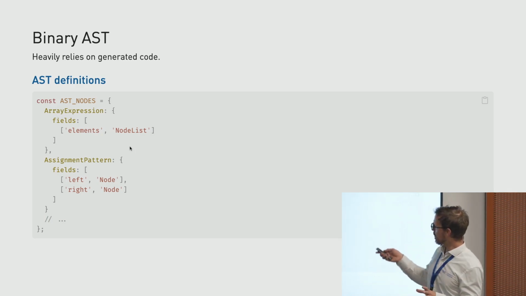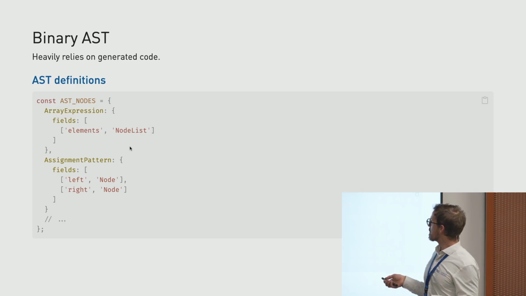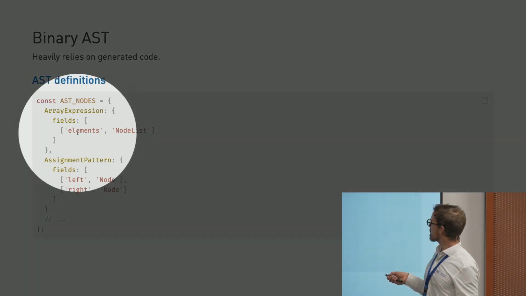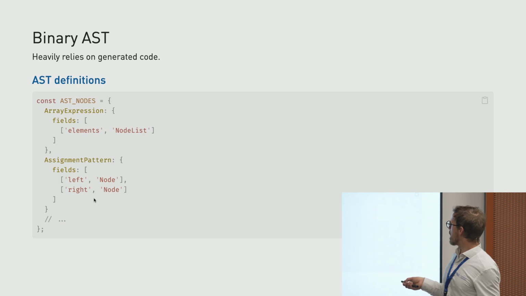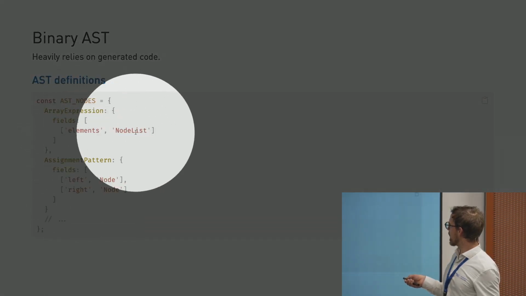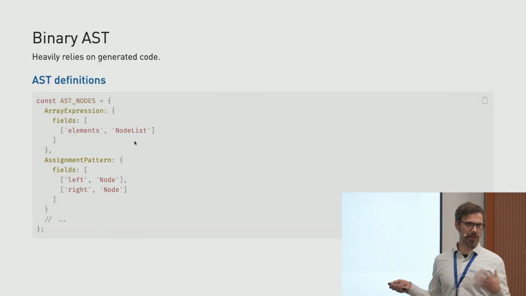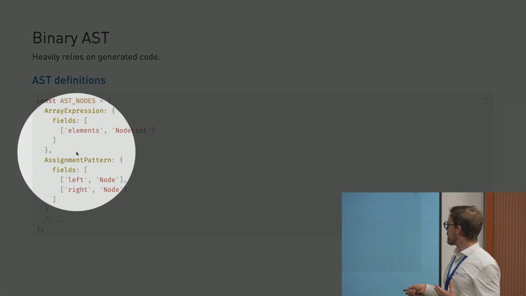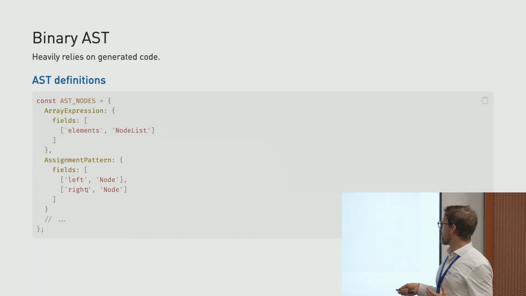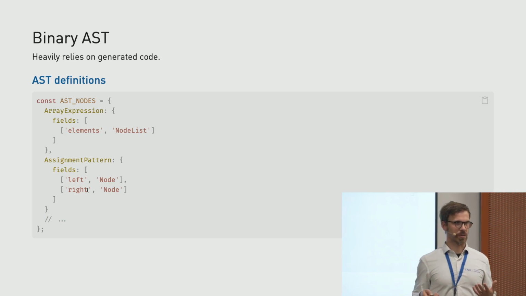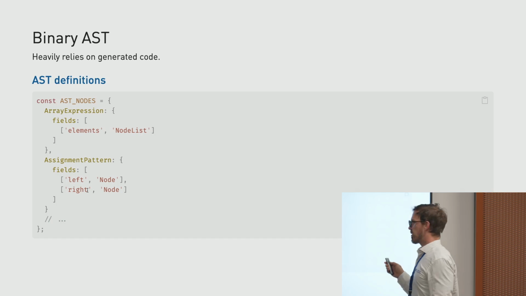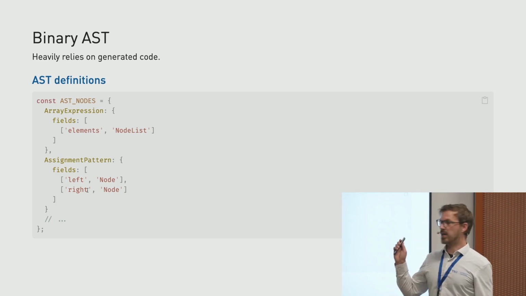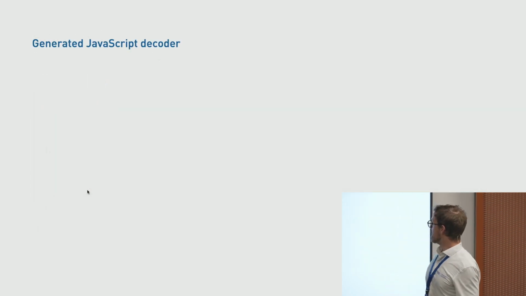I start with a single file. This is basically what it looks like. It's a long list of AST nodes, and it just says, okay, these are the first two. Then ArrayExpression has a field of elements, and I say it's a node list, which is something I made up. And an AssignmentPattern has a left and a right node. That's basically what's written in this file, and a few more things. And using that file, I then auto-generate JavaScript decoders.